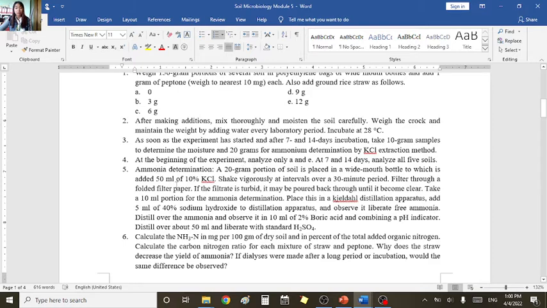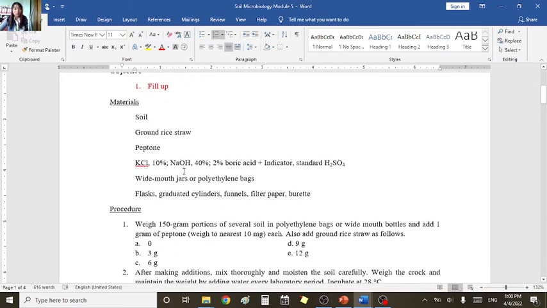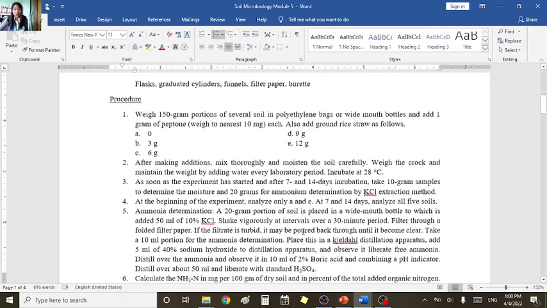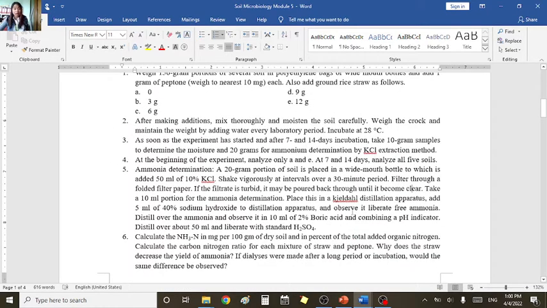For the ammonia determination, the 20 grams, you place in a wide mouth bottle, add 50 ml of 10% potassium chloride, and then shake for a 30-minute period. Then filter through a folded filter paper. You filter that solution, and then take the filtrate. The filtrate must be clear. Why clear? Because you will be using an indicator, so the filtrate needs to be clear.